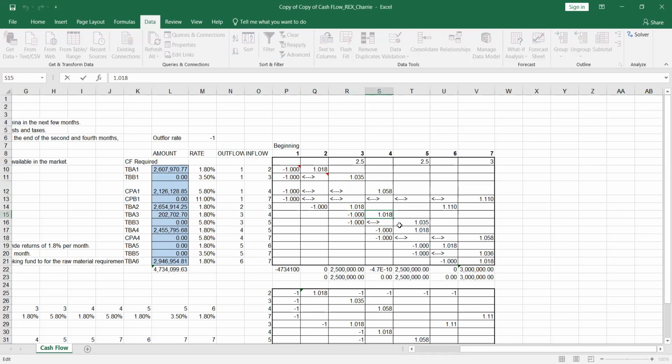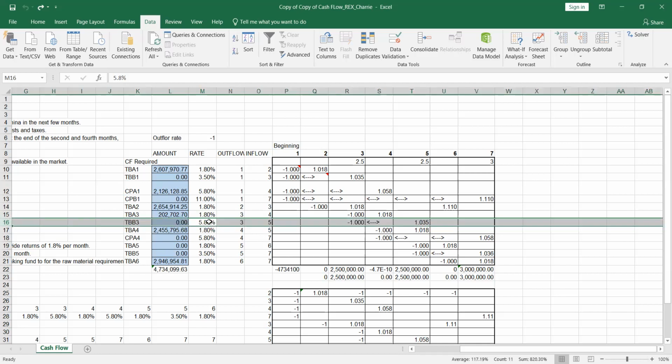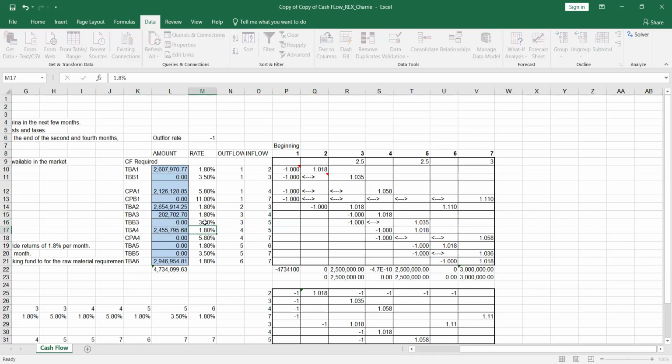Di ba dapat 3.5 yan? Dito sa rate mo lang yan, sa column M. Ayan, TBB3. Ito ba? TBB. Yung susunod yan. Sa baba, yan. 5.8 yung lagay mo eh. Dapat 3.5 yan. So that will matter, no? Kasi, okay, sige, solve mo ulit.